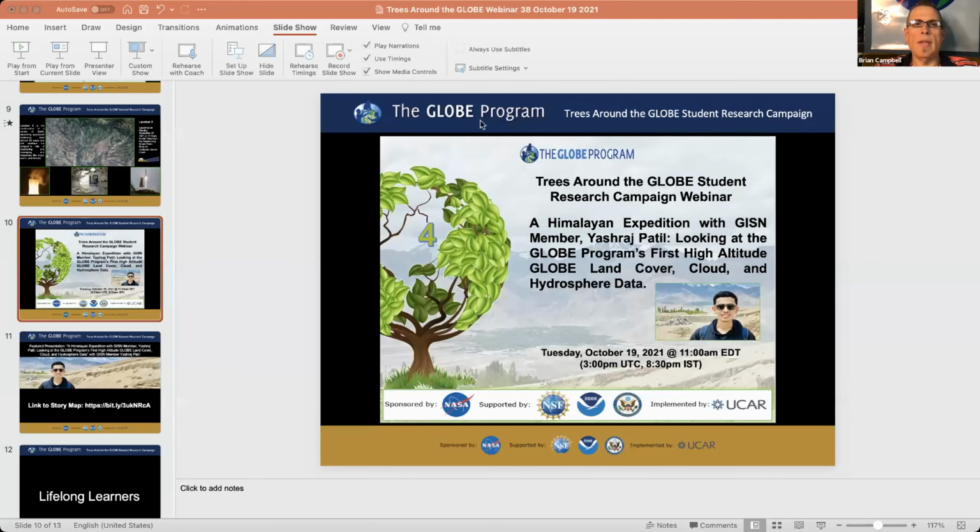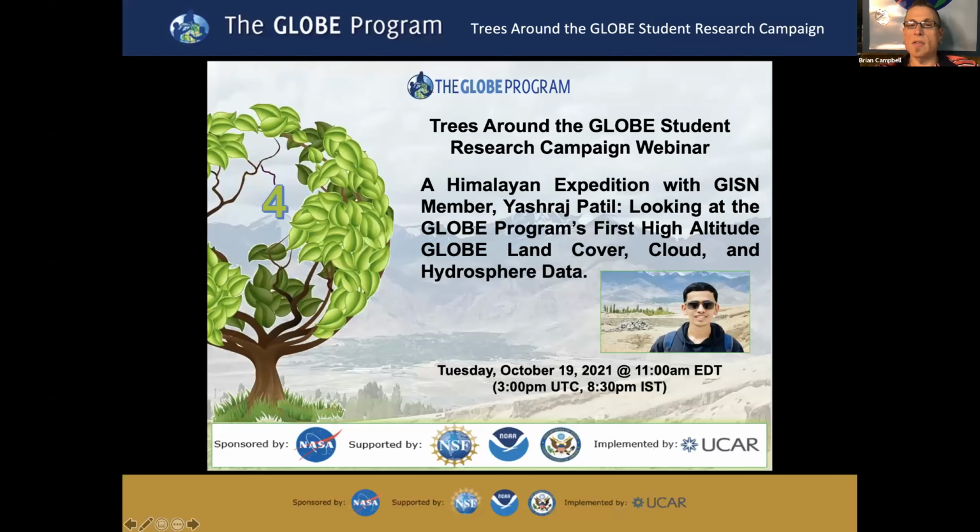So let me pop back to my presentation, and then we will get started with the featured presentation. So today, we have the honor of welcoming Yashraj Patil from Globe India and a GISN member. He will be talking about his Himalayan expedition and looking at the Globe program's first high altitude Globe land cover, cloud, and hydrosphere data that he took during this. And he will be sharing all this great information with you.